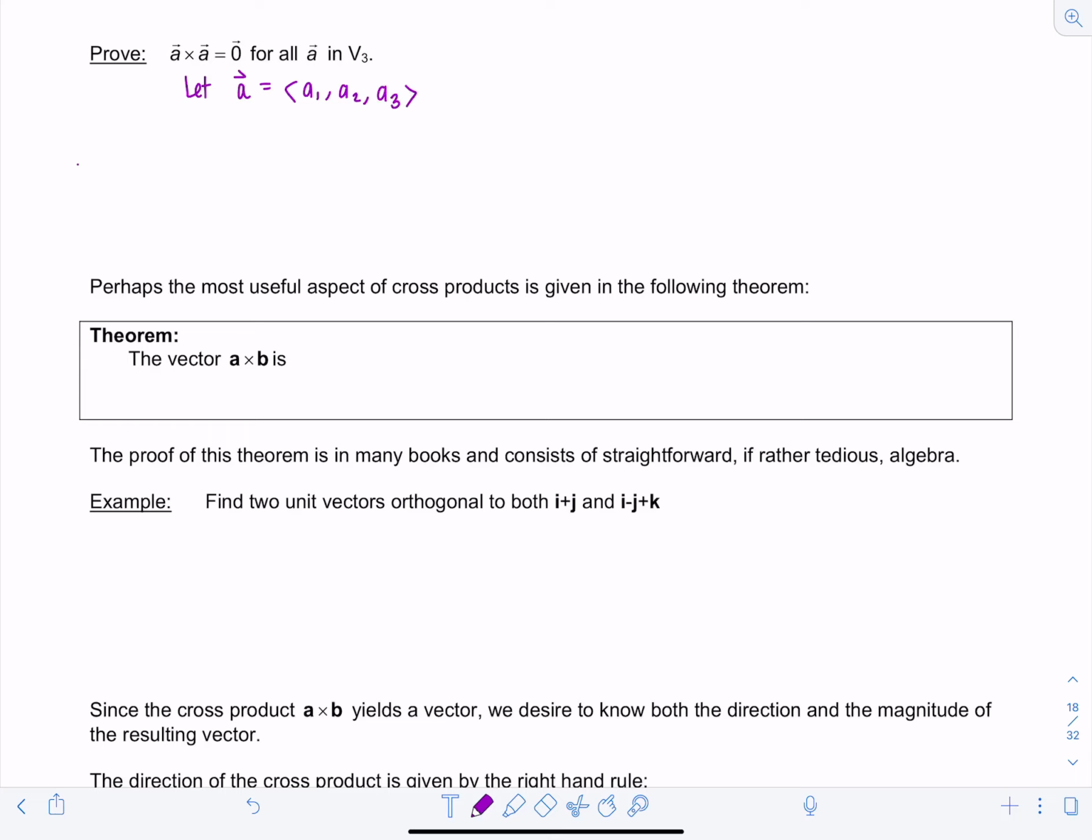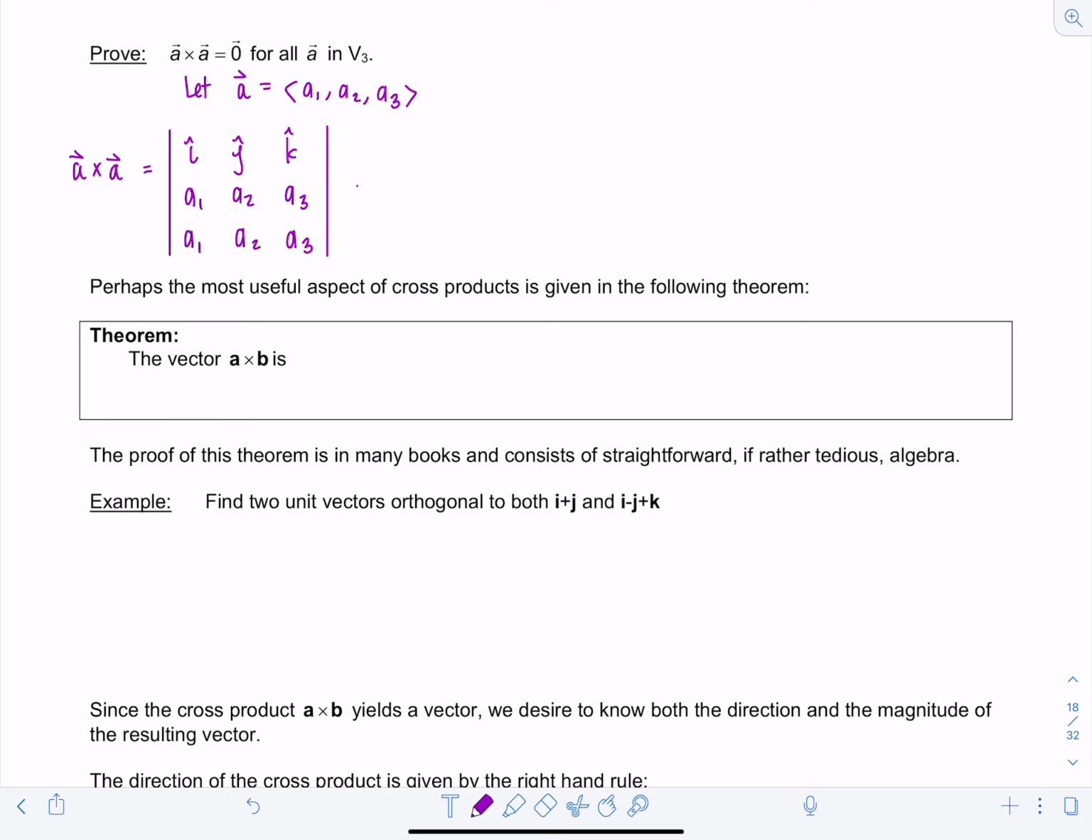Okay, so since it's a proof, I'm not going to do the whole cross product in my head. The whole point is to prove that this is true. So if I just wrote A cross A equals a 0 vector, I'm not showing that I actually proved anything. Okay. So we have on the top row I hat, J hat, K hat, and then I'm going to put A1, A2, A3 in the second and third rows.